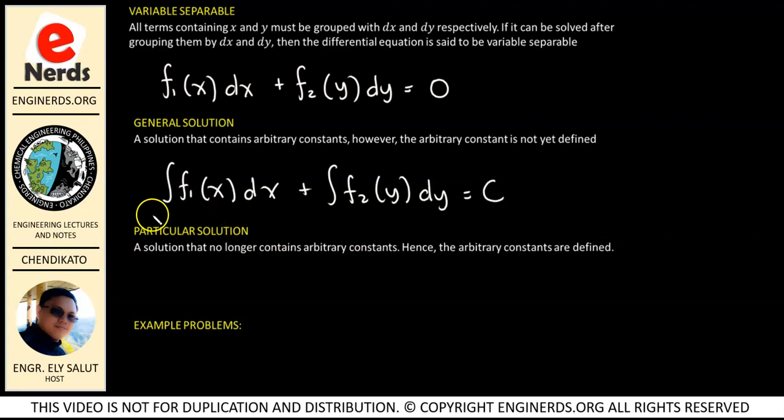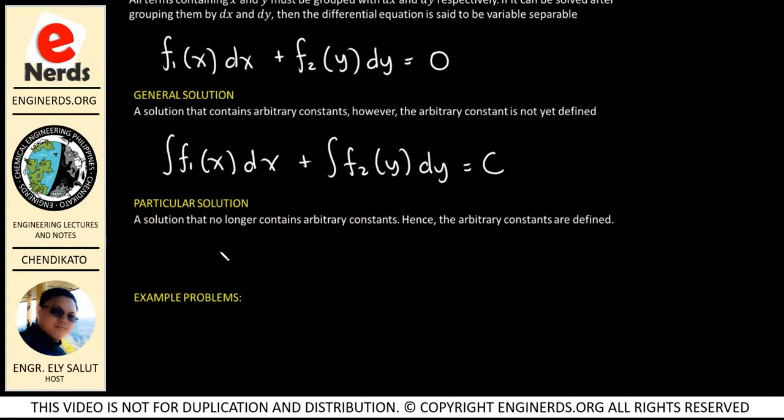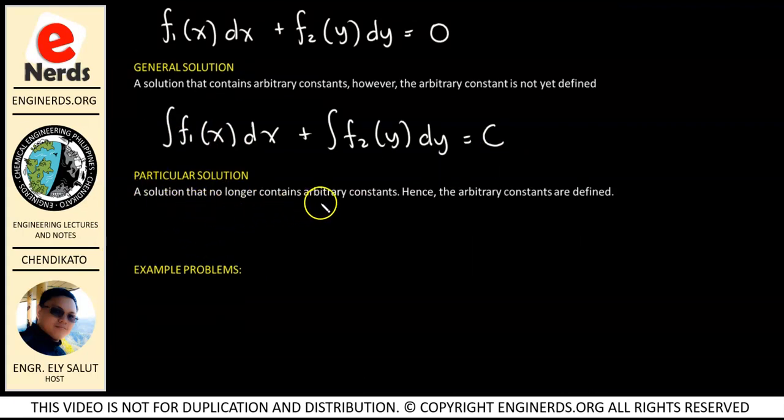Ano naman meron tayo dito sa particular solution? It is a solution that no longer contains arbitrary constant. Hence, the arbitrary constants are defined. So dito naman wala tayong arbitrary constant kasi we are going to solve for the value of our arbitrary constant. And we already solved a lot of problems in our previous lecture, no, yung elimination of arbitrary constant.